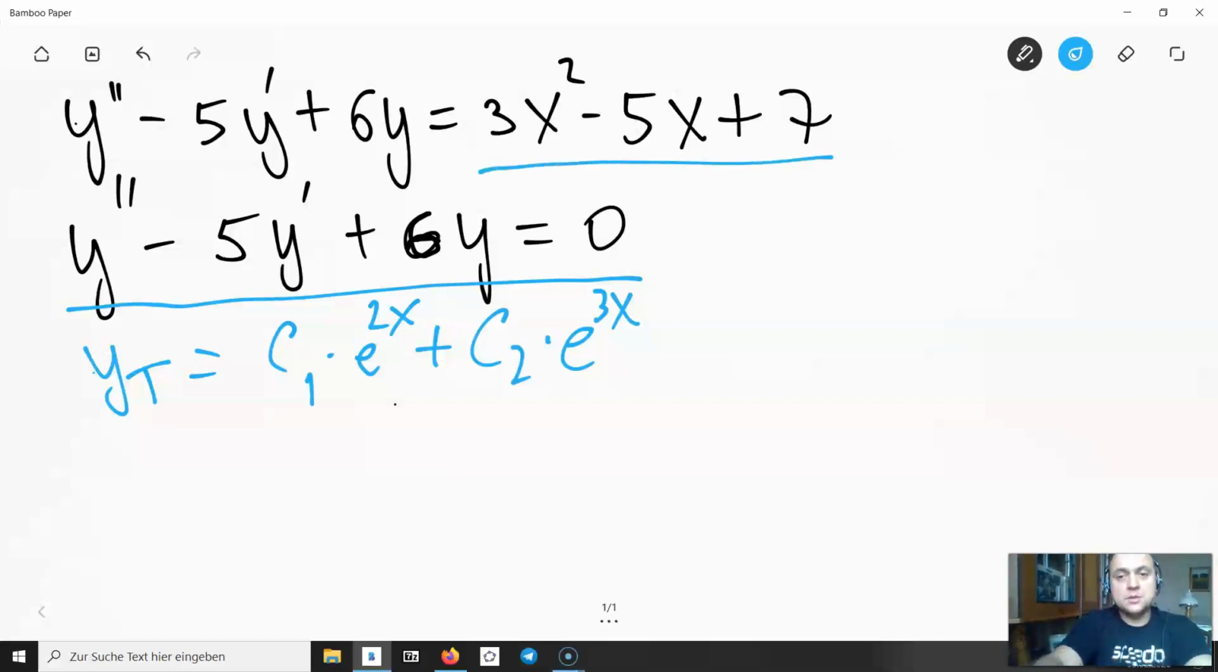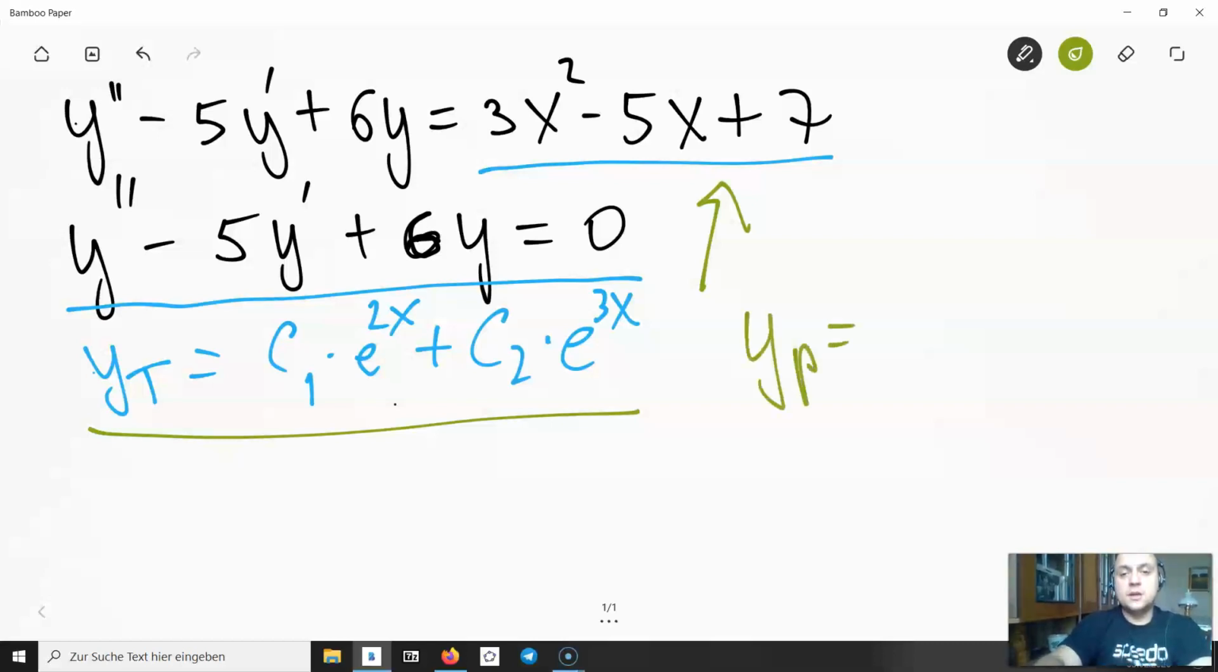Well, the approach is we have the so-called complementary solution, which is already given in the previous video. Basically, we were solving the corresponding quadratic equation, and now we are looking for the so-called particular solution. In this case, the right-hand side is a quadratic function, so our approach is to find a particular solution of the kind ax squared plus bx plus c. Why are we doing so?